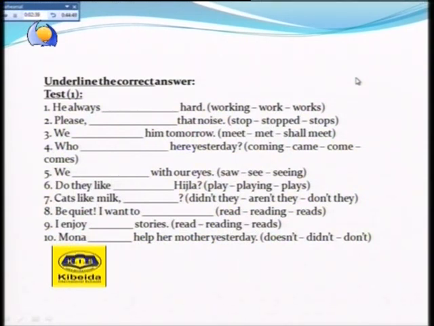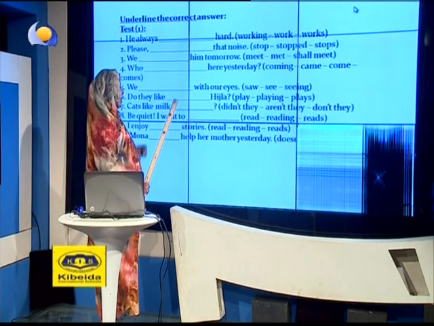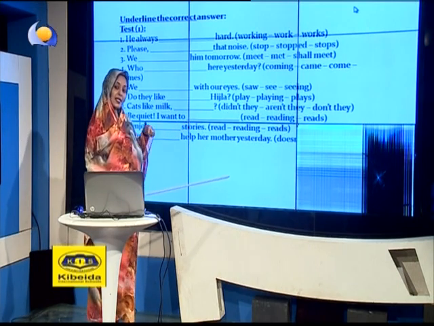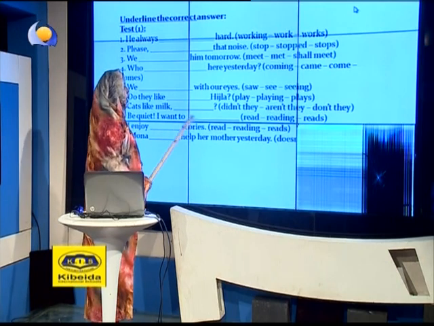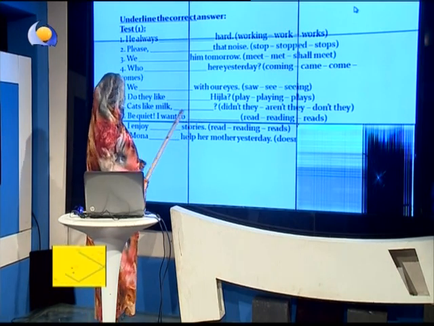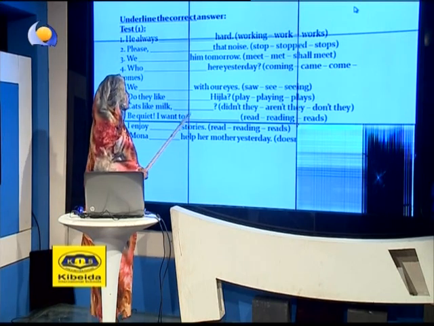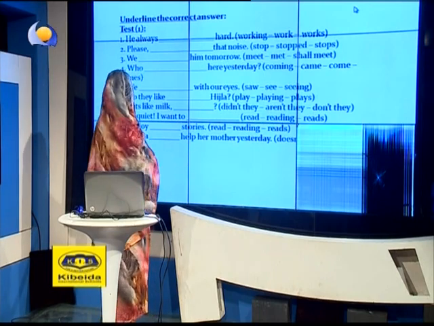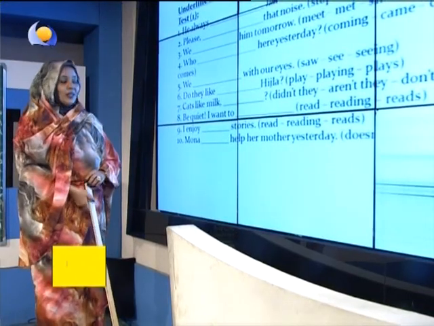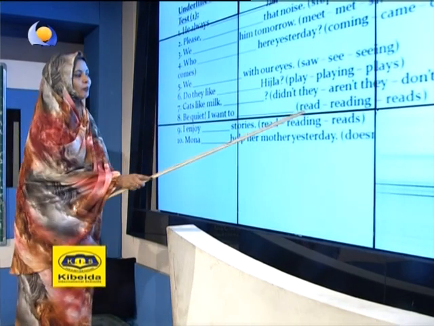Be quiet. When someone says shh or be quiet, this means he is attracting your attention and this is something that's taking place right now. So be quiet. I want to. Look here, be quiet. I want to. You have this here too. Don't rush and write and put reading because you have this be quiet. No, think about it. I want to read because to is always followed by infinitive.